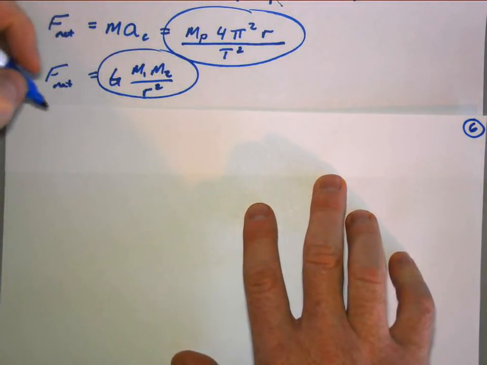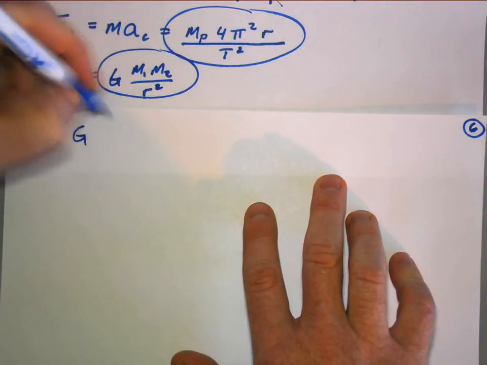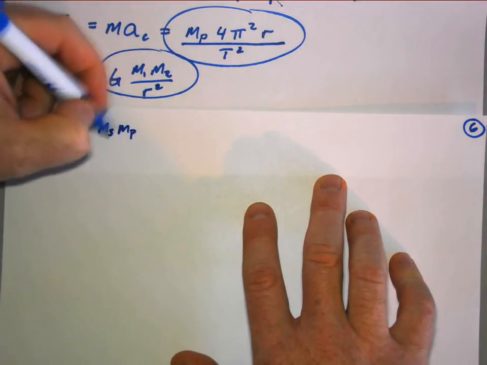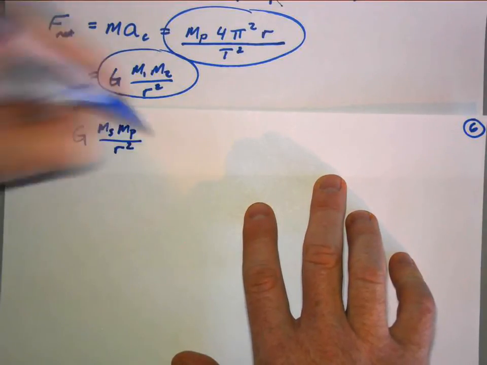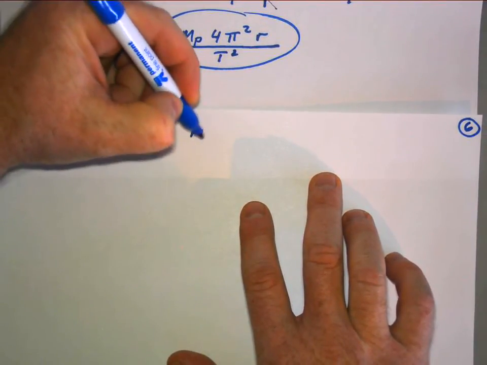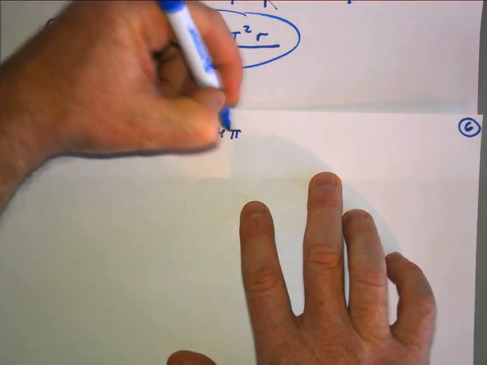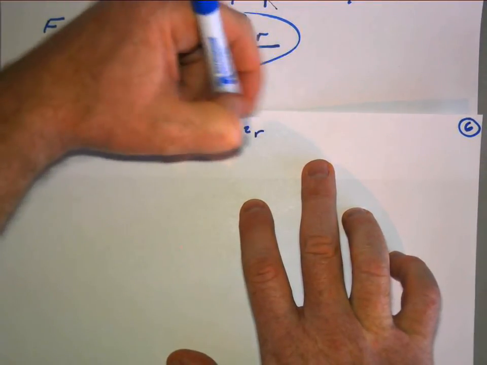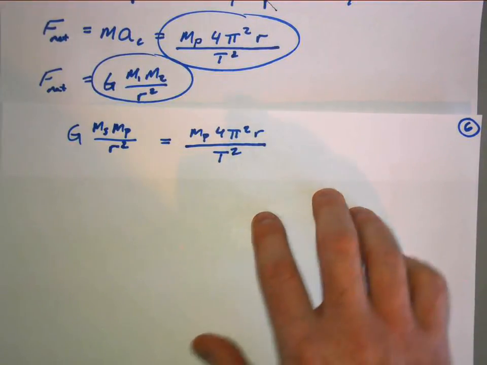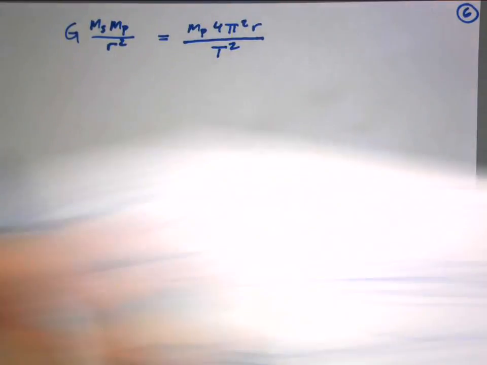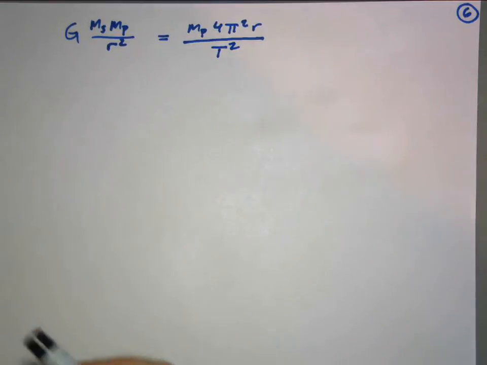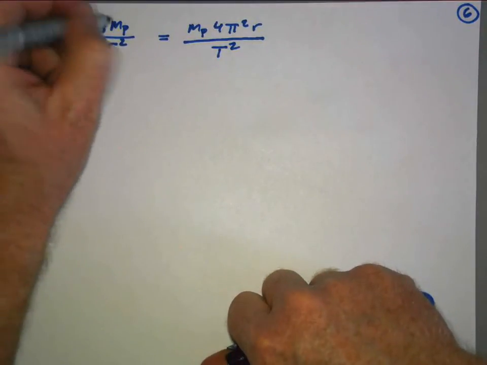And so here's what this looks like. M1 was mass of the sun, M2 was mass of the planet. There we go, so that's one side of the equation. And on the other side of the equation is this business, mass of the planet times 4 pi squared times radius divided by the period squared. Okay, so I'm going to just kind of simplify. I'm going to cancel anything out that I'm allowed to. Right away I see the period, it can cancel.